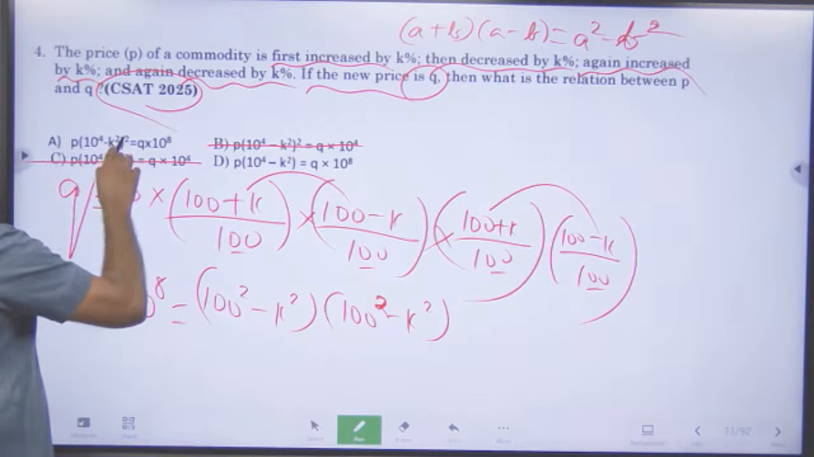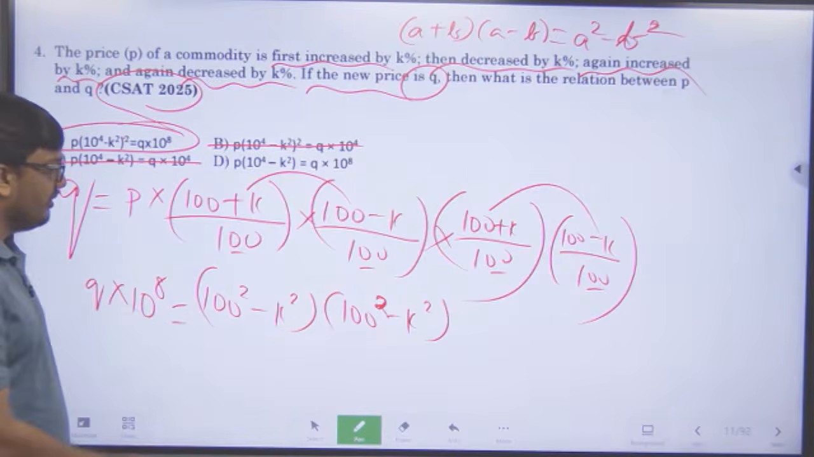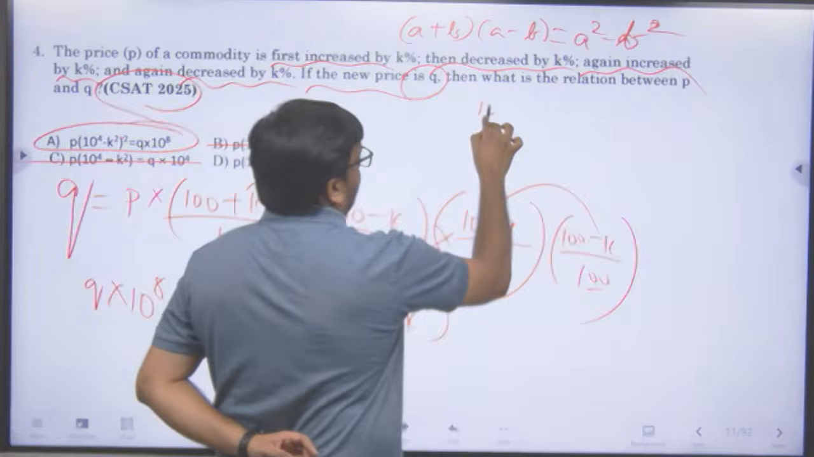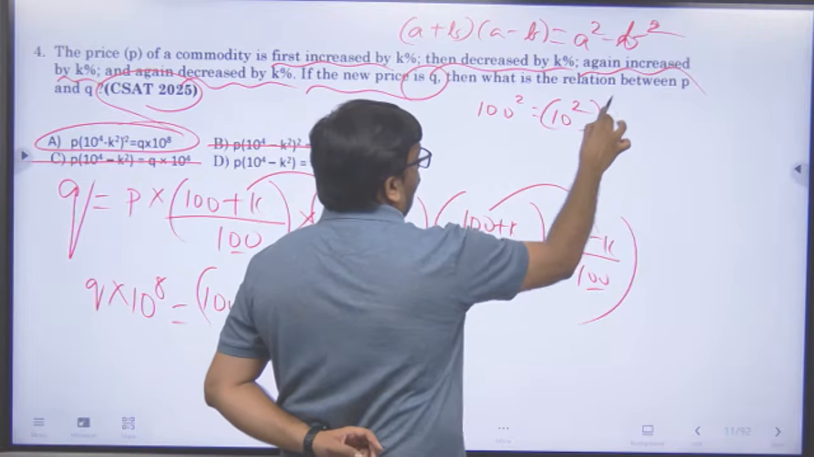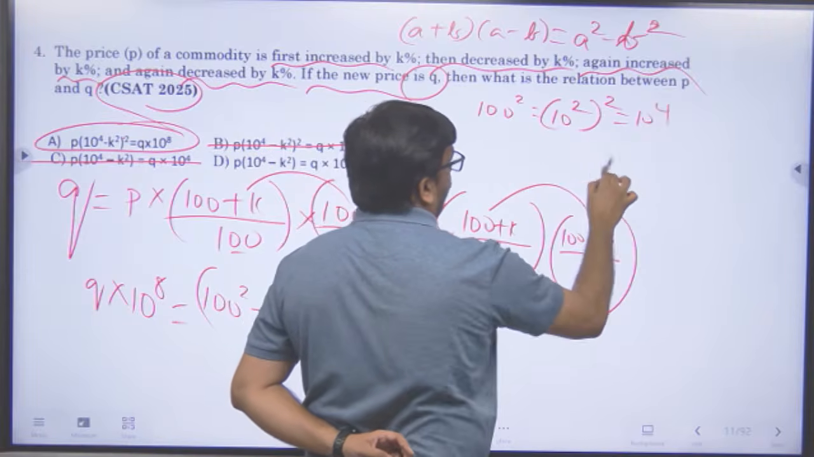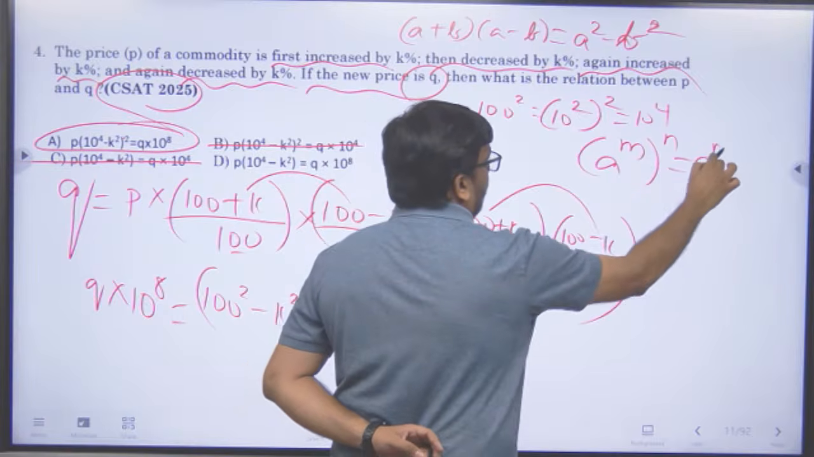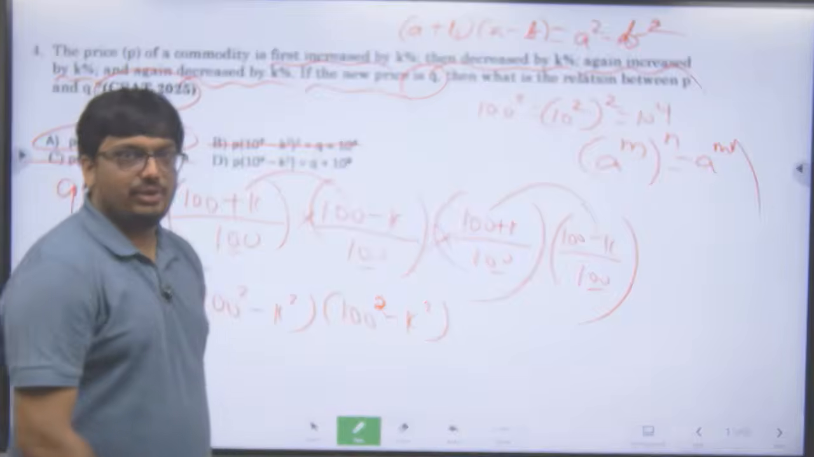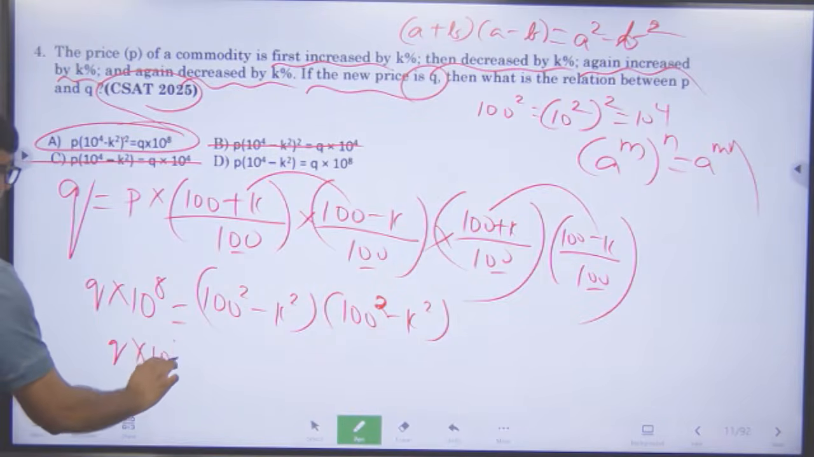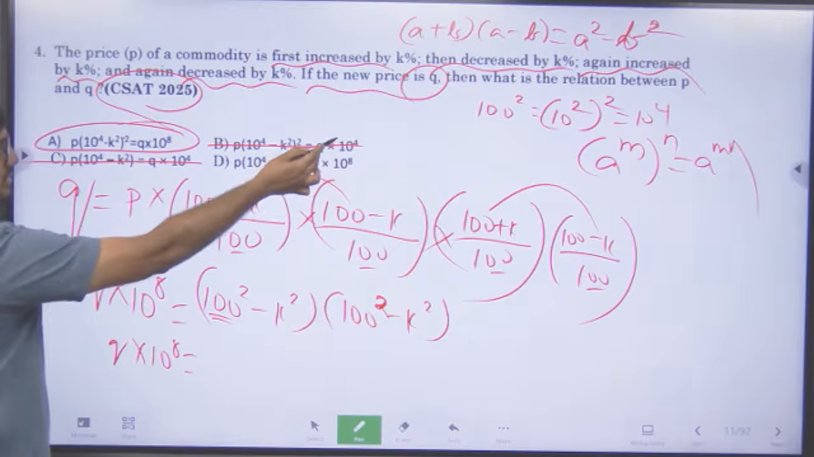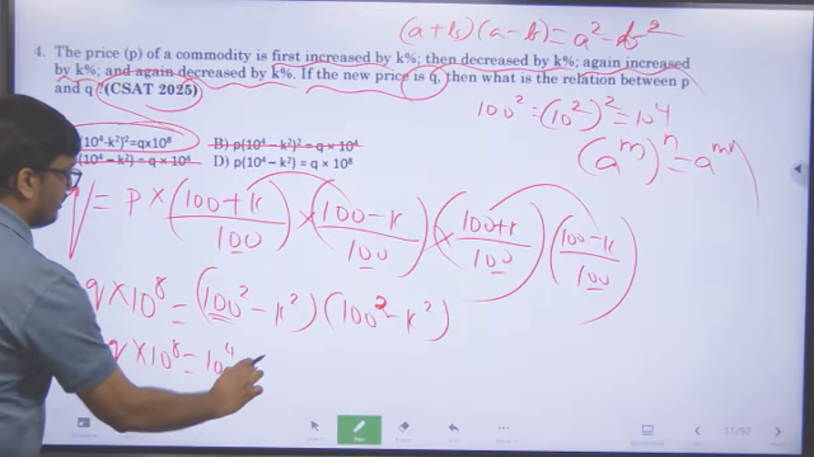In the option, where whole square is there? Option A. Without simplifying, you can tell. But how to simplify? 100 square. 100 means you can write 10 square whole square, that is 10 power 4. In surds and indices, we know a power m whole power n is a power m into n. Then q into 10 to the power 8.